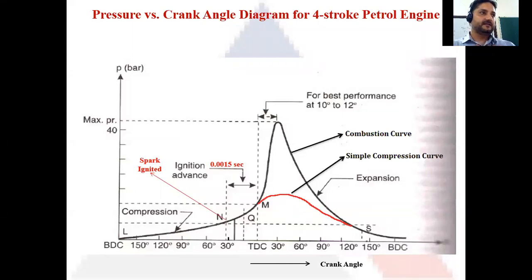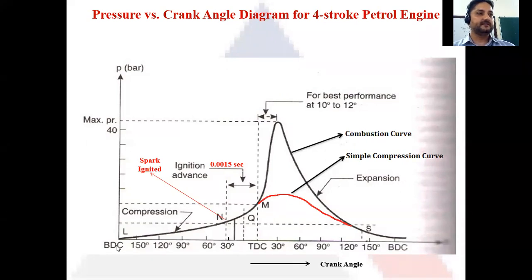Now in this diagram, this graph is plotted with the pressure in terms of bar along the y-axis, and along the x-axis we have the crank angle. Now, in this diagram, two strokes are being shown. One is your compression stroke, and the other is your power or the expansion stroke. During compression, the piston moves from the bottom dead center towards the top dead center.